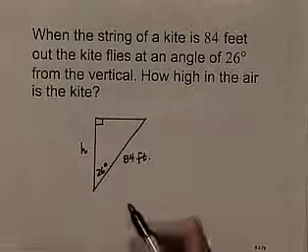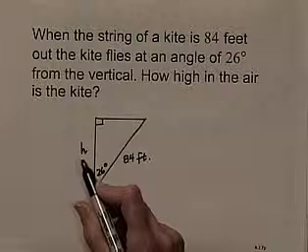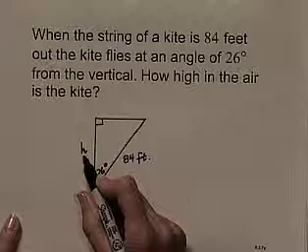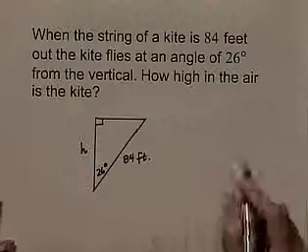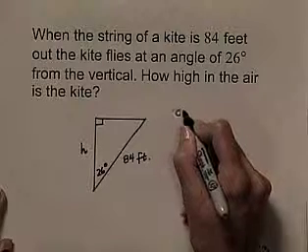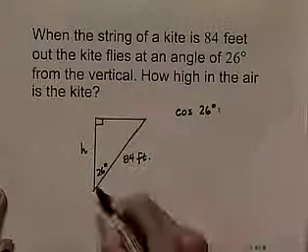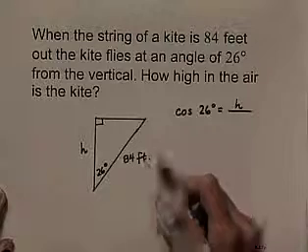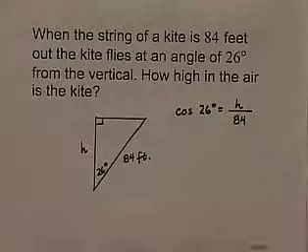Again now, let's consider which trig function we will use in order to evaluate this h. Here we're given an angle, we're given a side adjacent to that angle, and we're given the hypotenuse. The trig function that we can use is cosine. So we're going to take the cosine of our angle, 26 degrees. That's going to be the length of the side adjacent, h, divided by the length of the hypotenuse, which is 84 feet. To solve for h, we're going to multiply both sides of the equation by 84.